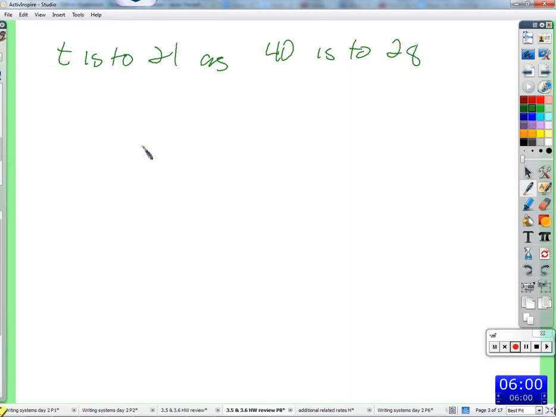So t is to 21. What does that mean? T over 21. There's a ratio of t things to 21 things, is the same as 40 is to 28. You might be tempted to put the larger number in the denominator, but that's not what this says. Just make sure you get it in the correct way.